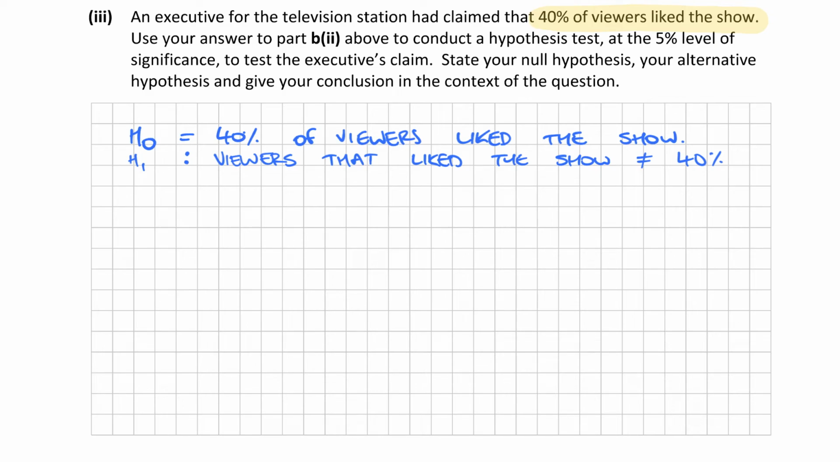Okay, so that's our two hypotheses. Hypothesis 1 is that 40% of viewers liked the show. Hypothesis 2 is that the percentage of viewers who liked the show is not 40%. Now we need to look at this and see how this fits in with our confidence interval. So we found that 32.5 and 37.5 was our range for people who like the show. So we can see there that 40% is going to fall outside the confidence interval. So we can't accept that the null hypothesis is true.